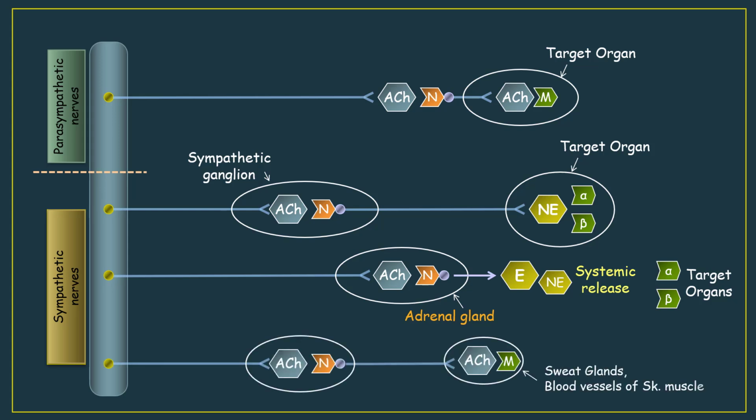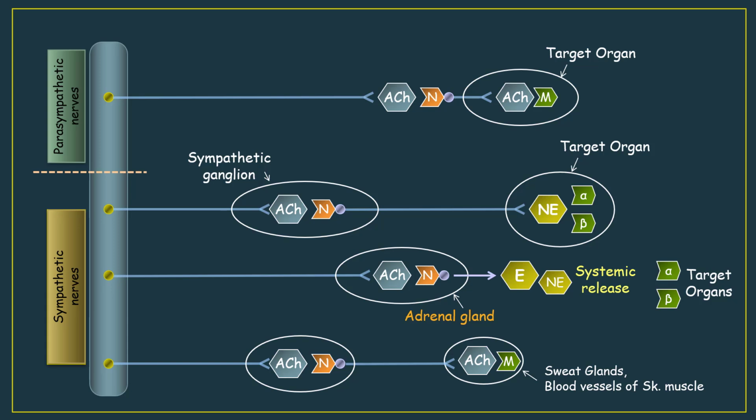Third arrangement is where you again have short preganglionic fibers releasing acetylcholine, binding to nicotinic receptors on the postganglionic fibers, and then the postganglionic fibers reach all the way to sweat glands and blood vessels of skeletal muscles. In this case, there is release of acetylcholine, which binds to muscarinic receptors on these target tissues. Now, this is very similar to the parasympathetic nervous system, if you can compare. So the final neurotransmitter is acetylcholine, not epinephrine or norepinephrine.